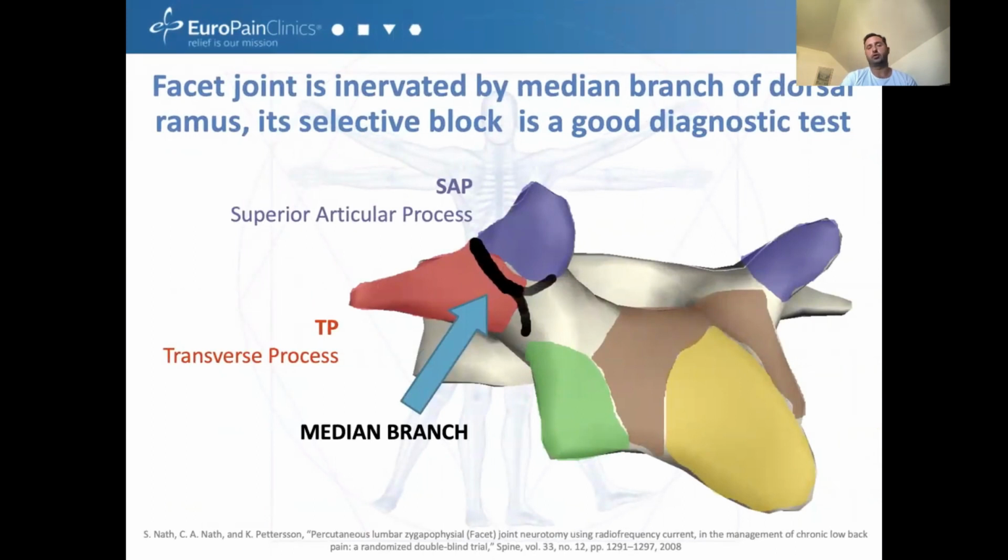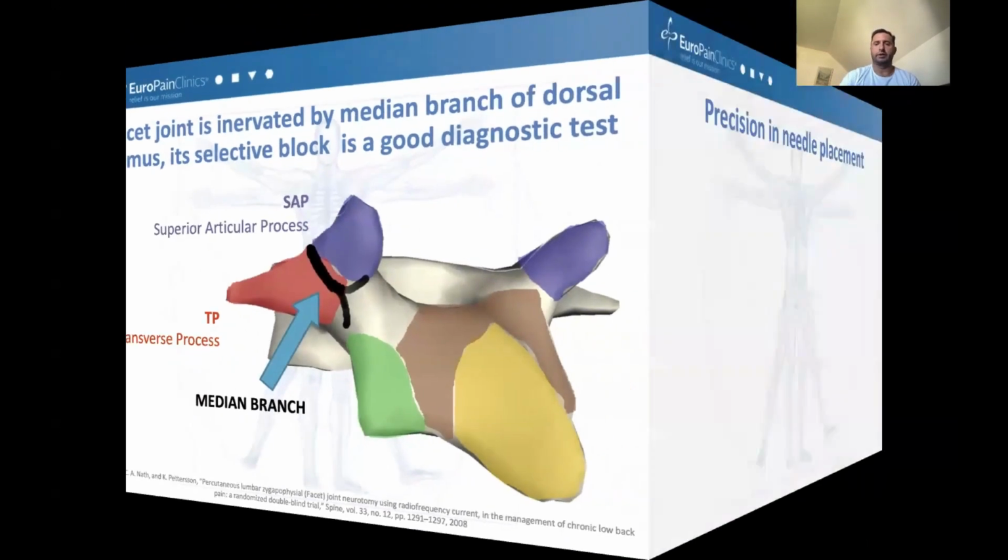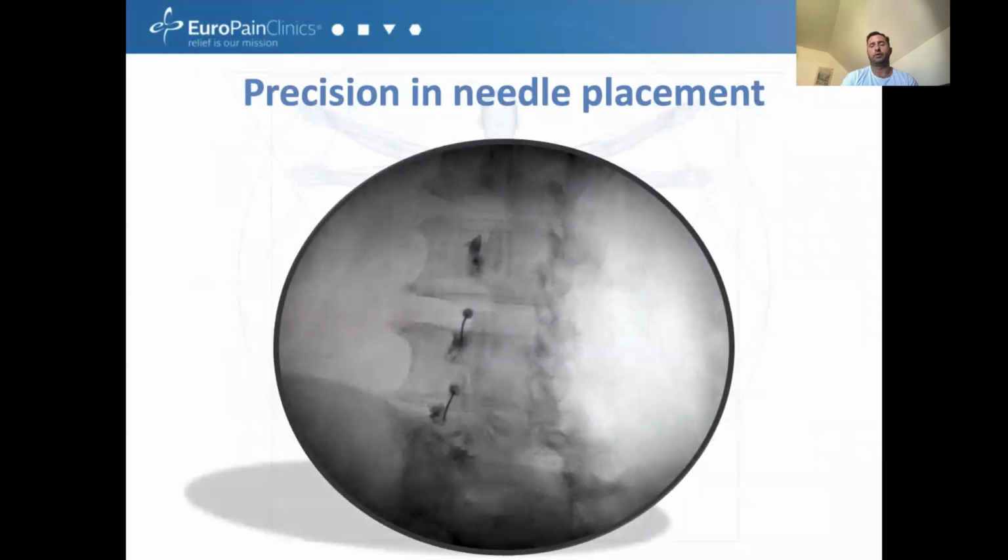We also know that the facet joint is innervated by the medial branch of the dorsal ramus, and its selective block is one of the best, if not the gold standard, of the diagnostic process for facet joint syndrome. So we see the anatomy, and what is very important when we are performing the diagnostic block, we need to think about the anatomy of the innervation.